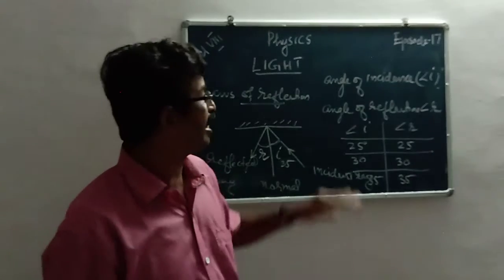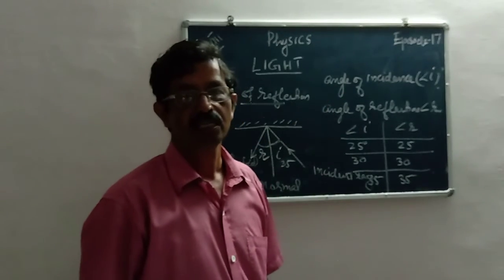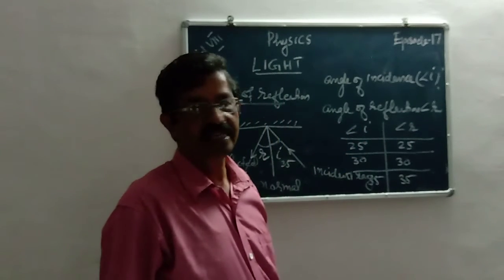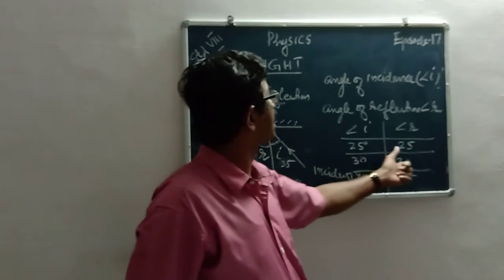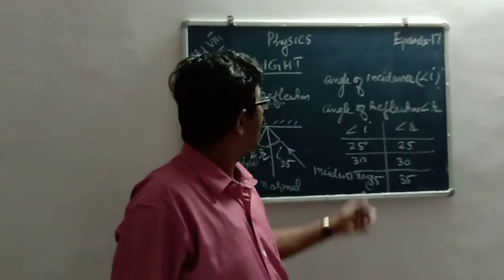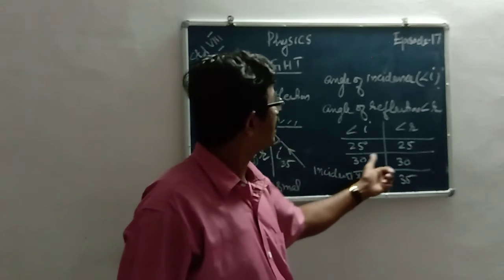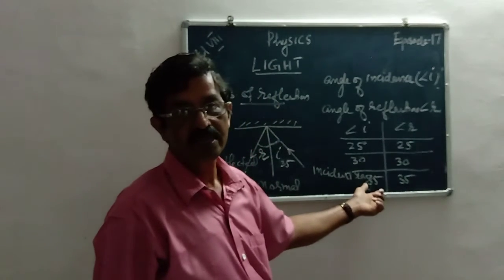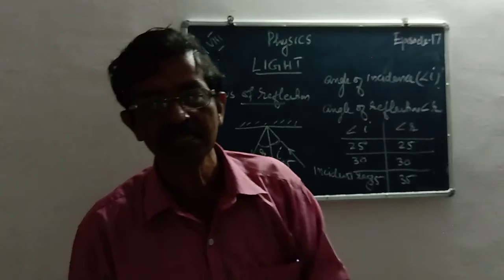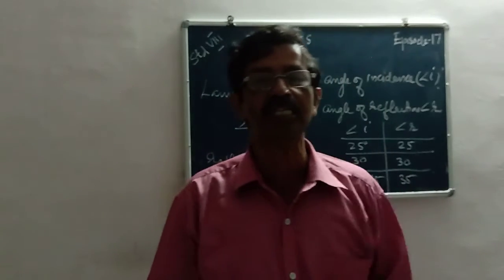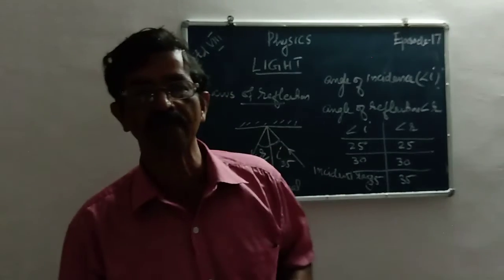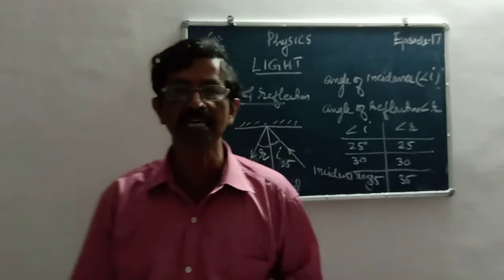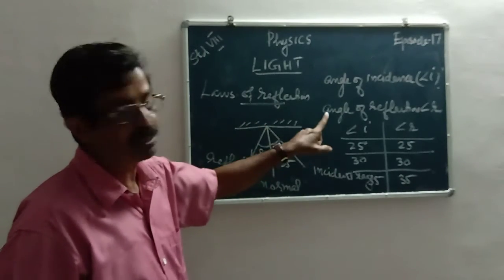From this, what idea do we get about the angle of incidence and angle of reflection? See, whenever the angle of incidence is 25, angle of reflection is also 25. Incidence 30, reflection 30. And when the angle of incidence is 35, reflection also 35. From this we get one idea that the angle of incidence is equal to the angle of reflection.